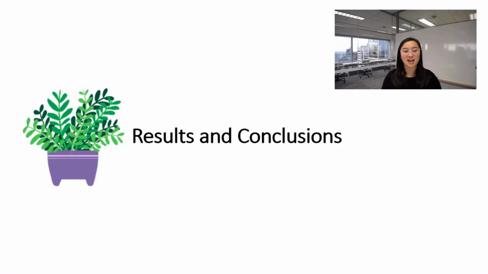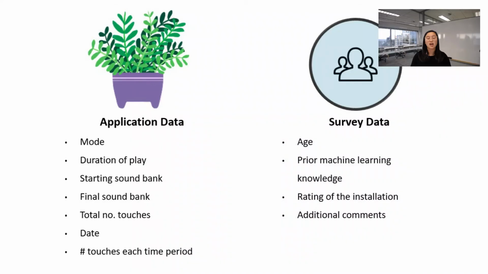171 interactions and 109 survey responses were recorded, and 2 types of data were gathered: user app data and survey data. The app data was collected from everyone who participated. This included their mode, duration of interaction, and more. And the survey data was only collected from those who completed the survey.